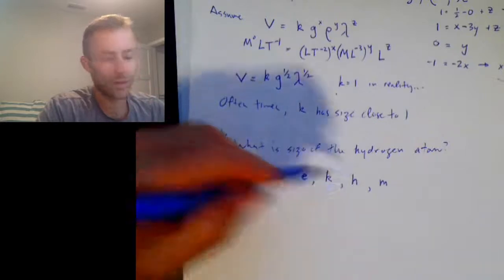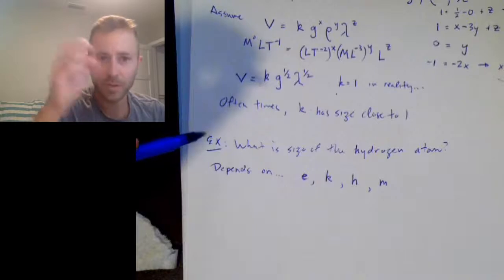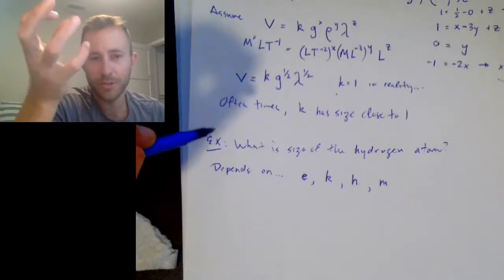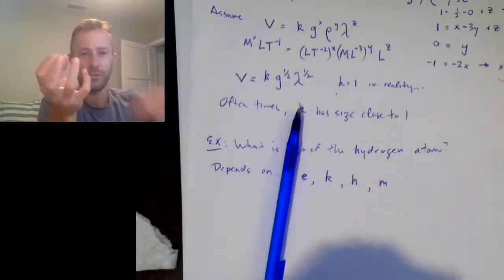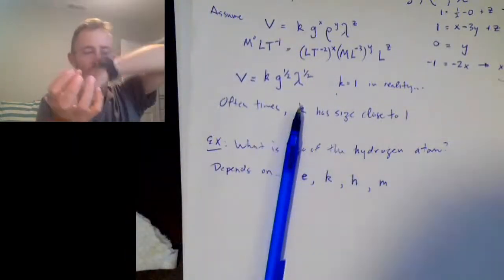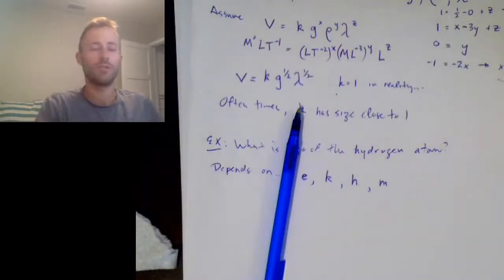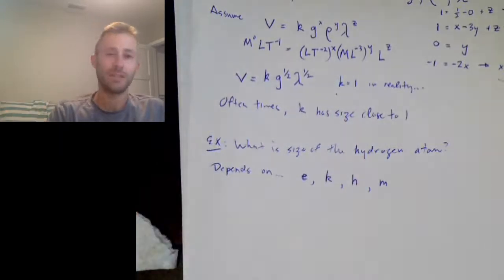So these are the important things that determine the size of the hydrogen atom. Now, why doesn't the mass of the proton matter? Well, that's because the proton is basically so much heavier than the electron that the proton is fixed, and the electron pretty much just moves around a stationary proton in the center. So the mass of the proton, other than the fact that it's big, is not very important.